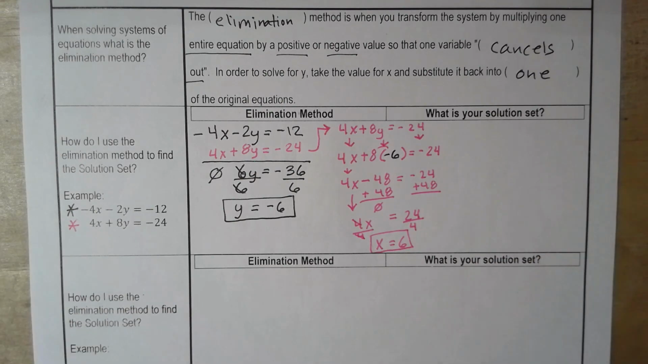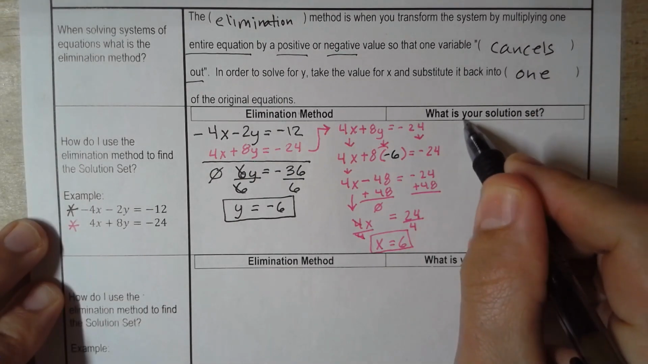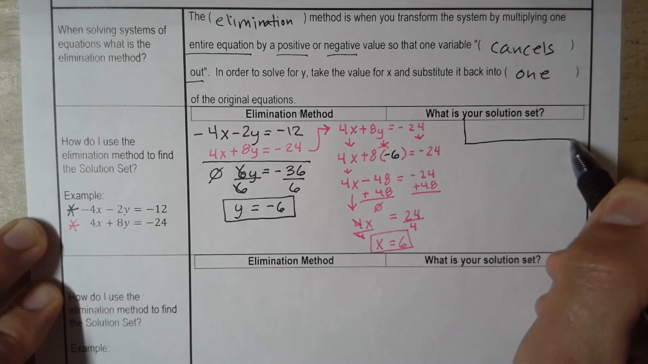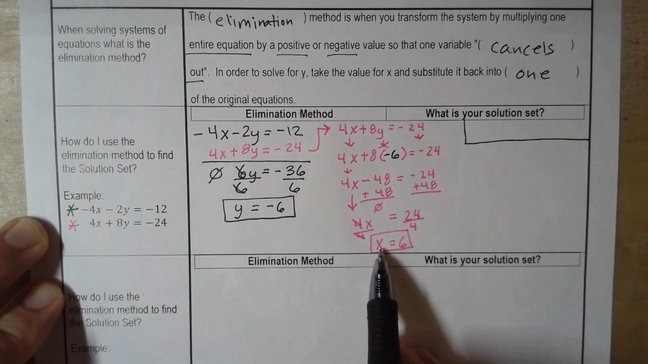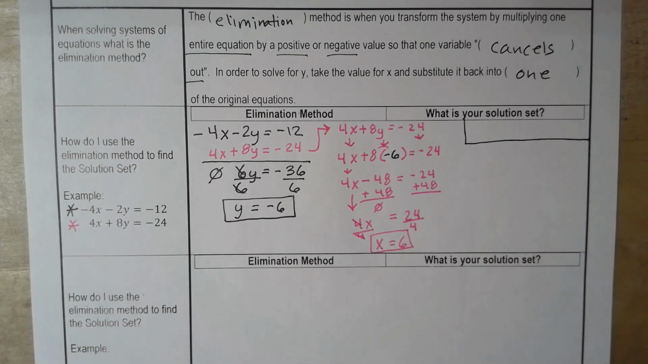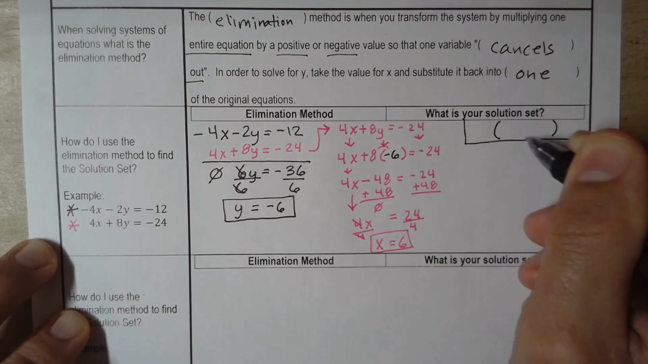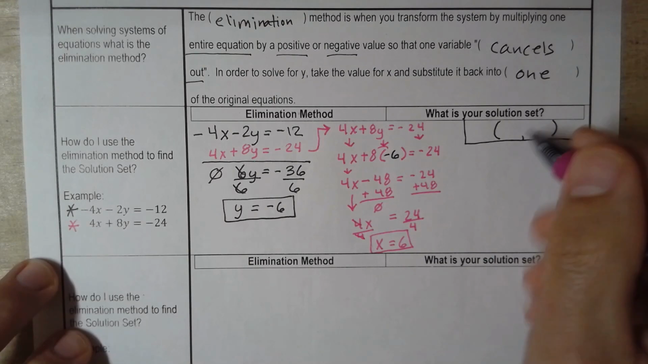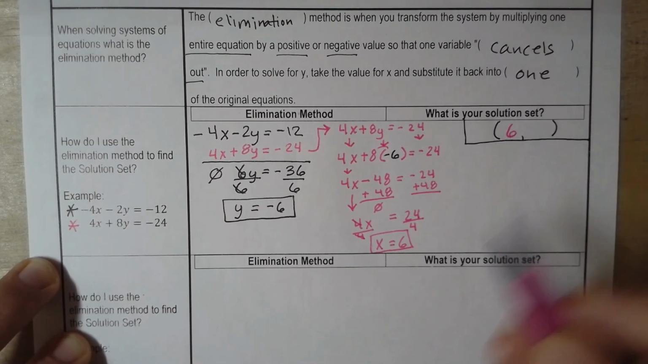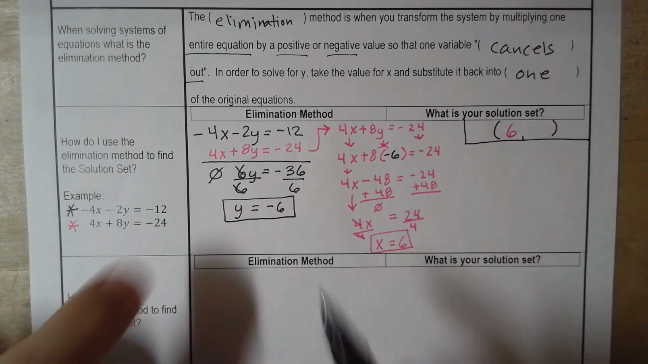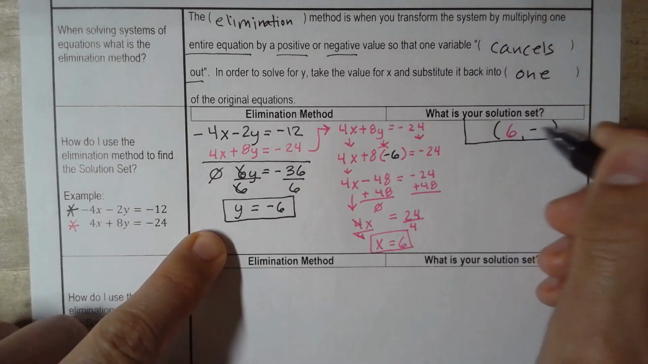Alright, so now I have my answer. So I'm going to box my answer over here. I'm going to make a little box in this corner. And I have my x value, and I have my y value. So I'm going to write it as an ordered pair. You should always write it as an ordered pair. I'm going to put my x in pink, because we did that in pink. x is equal to 6, and y is equal to negative 6.